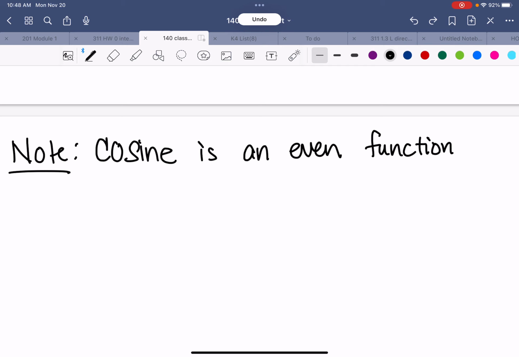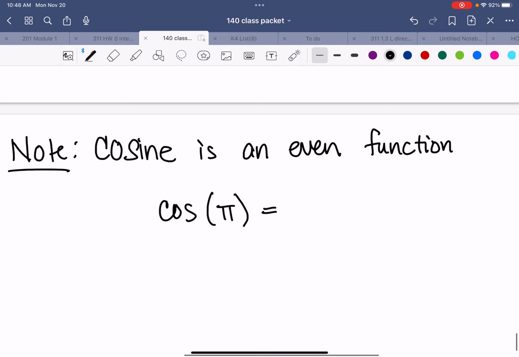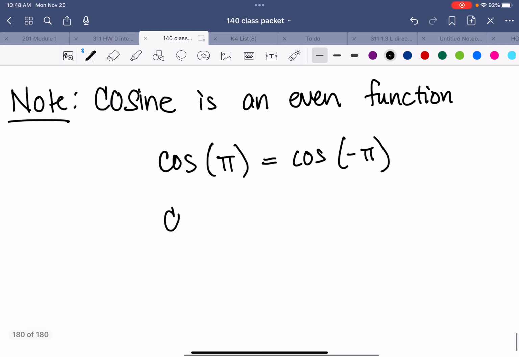So that tells you that the cosine of pi was equal to the cosine of negative pi. They had exactly the same values. And that's true for any x. So the cosine of x is equal to the cosine of negative x. They get the same exact value.